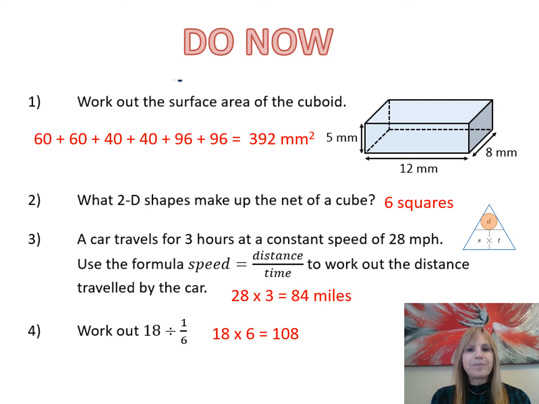And the last one, 18 divided by a 6, you're saying how many 6 go into 18, so it'll be quite a lot. Think about dividing fractions where you leave it, change it, flip it. So 18 times 6 is 108.